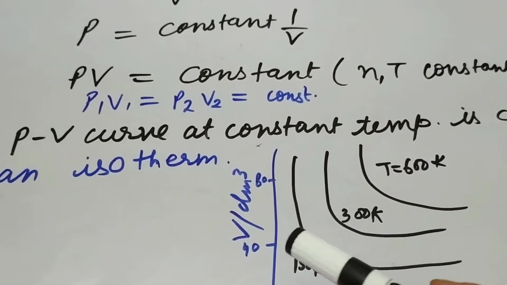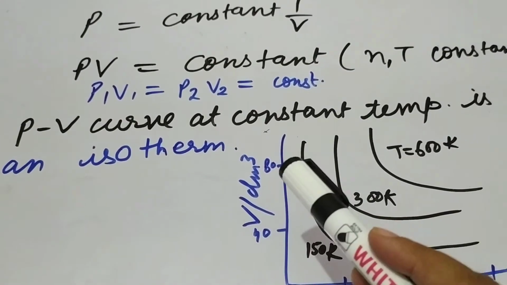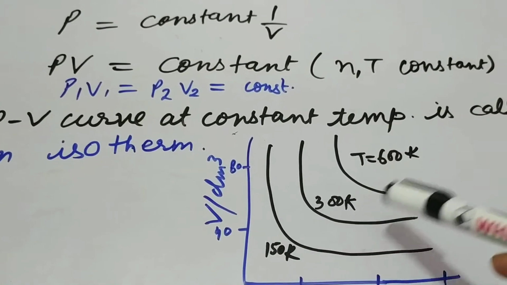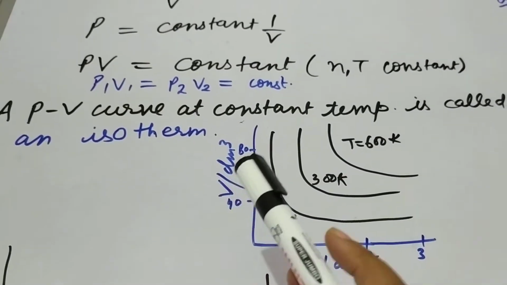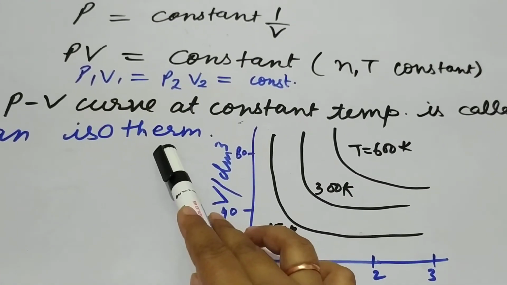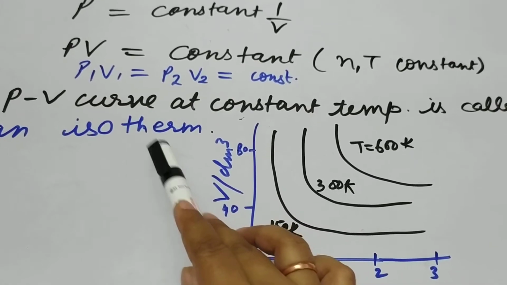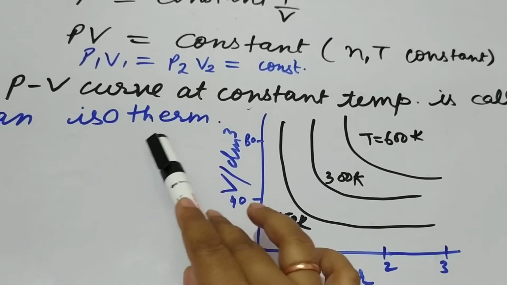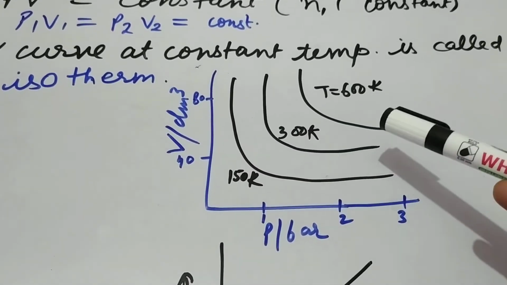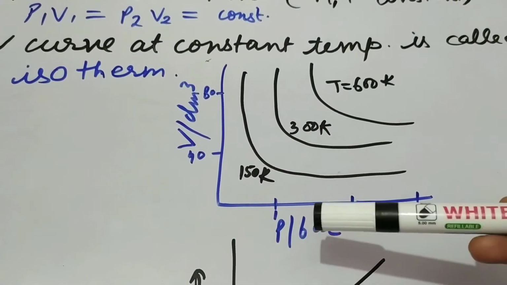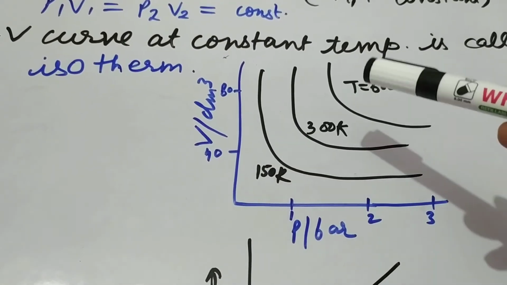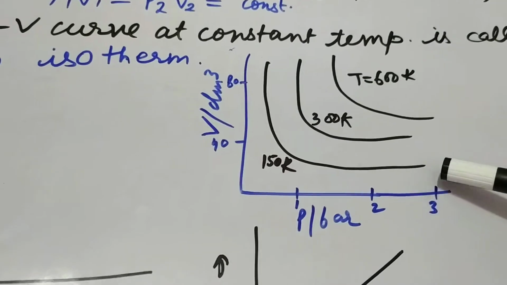Now if you plot a PV curve, that is pressure volume curve at constant temperature, then that curve is called an isotherm. Iso means same and therm means heat, energy, that is temperature. Isotherm, that is, a curve plotted at constant temperature is called an isotherm. So this is an isotherm. These are three isotherms shown. If you plot pressure versus volume at constant temperature, these are three isotherms of any given gas.